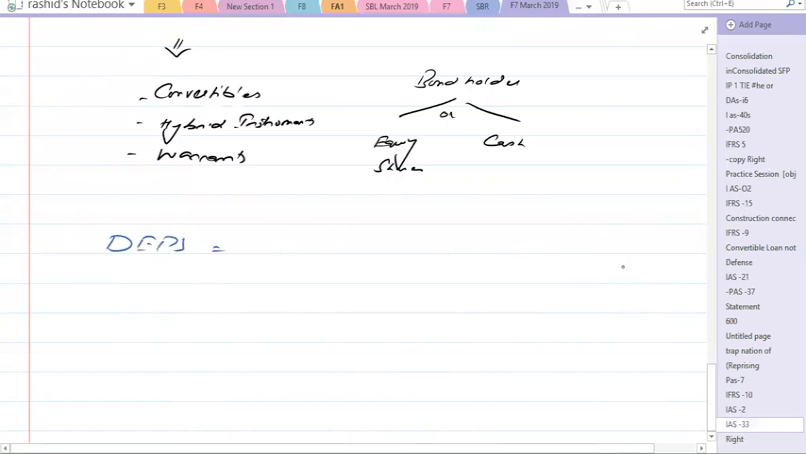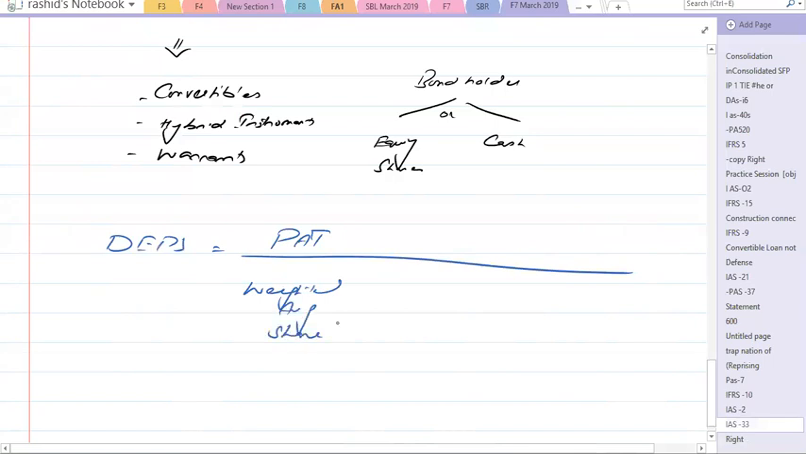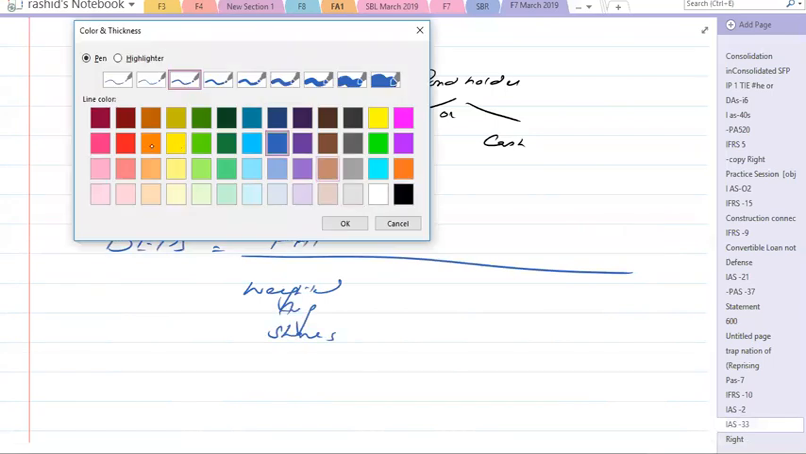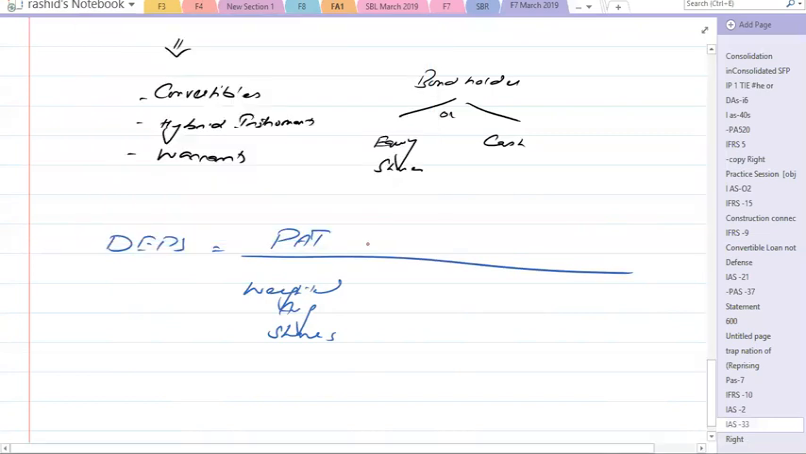It is calculated as profit after tax divided by weighted average shares. This is the simple formula. And now we'll be adjusting two things in it. The first thing is the notional interest, and then the notional shares.